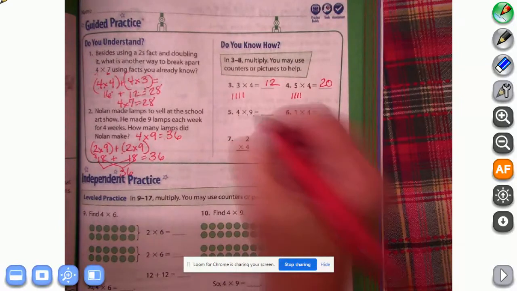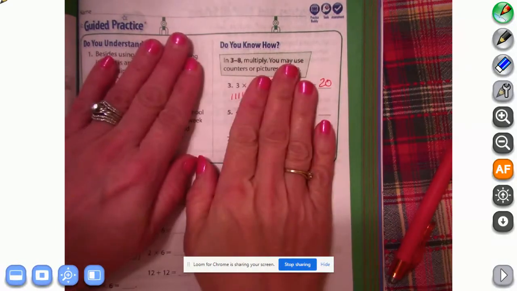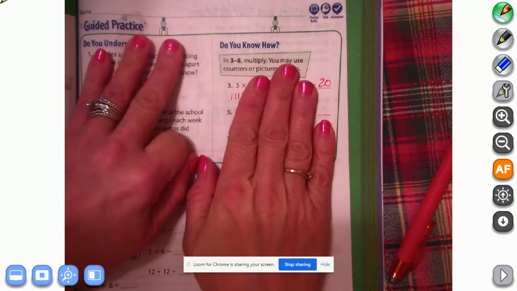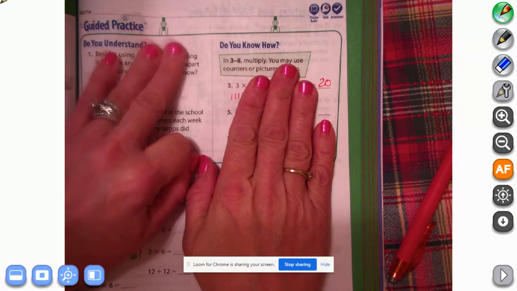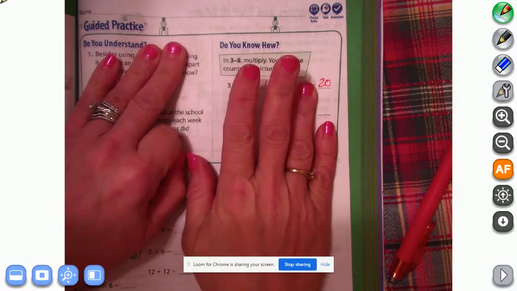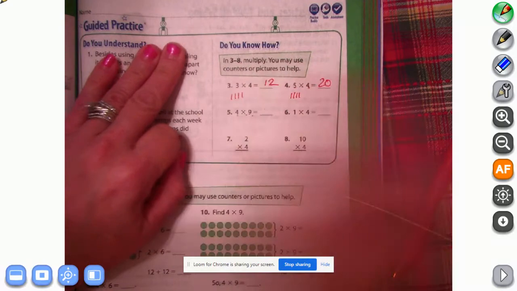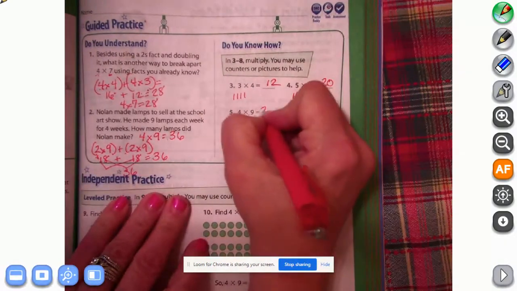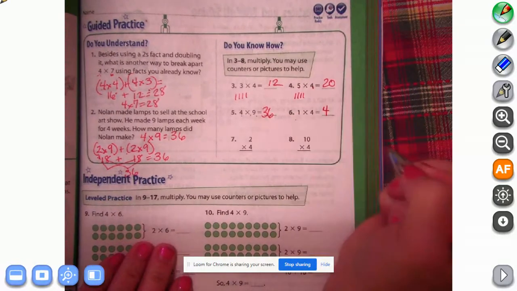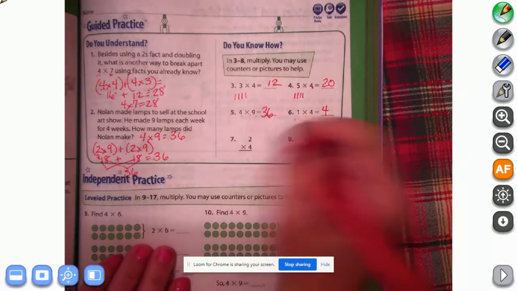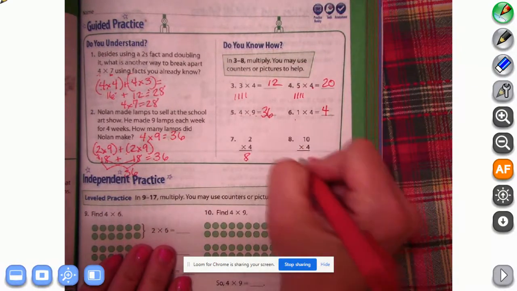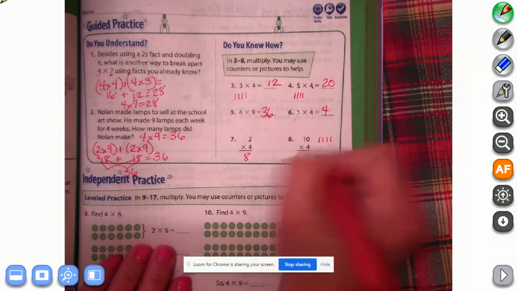4 times 9, I can do my 9s trick. 1, 2, 3, 4, put that finger down. 10, 20, 30, 31, 32, 33, 34, 35, 36. 1 times 4, 2 times 4, 10 times 4. It would be 10, 20, 30, 40.